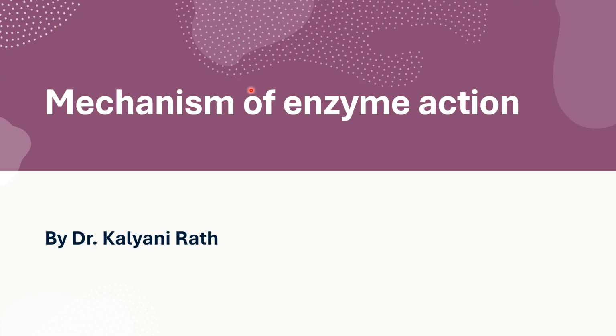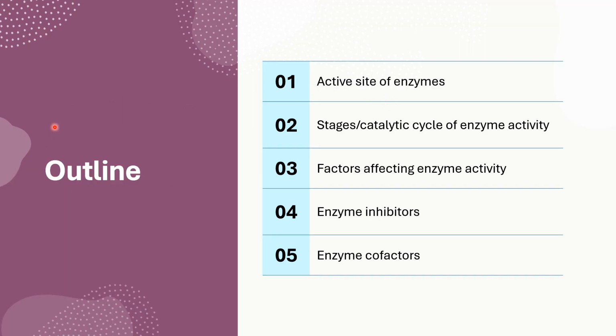Today we will be talking about the mechanism of enzyme action. The outline of today's presentation is like this. First, we will see what the active site of the enzyme is. Second, we will be discussing the different stages, or the catalytic cycle, of enzyme activity. Third, we will be looking at the different factors that affect enzyme activity and how they affect it. Fourth, we will be looking at what enzyme inhibitors are and how they impact enzymes. Finally, we will be discussing enzyme cofactors.